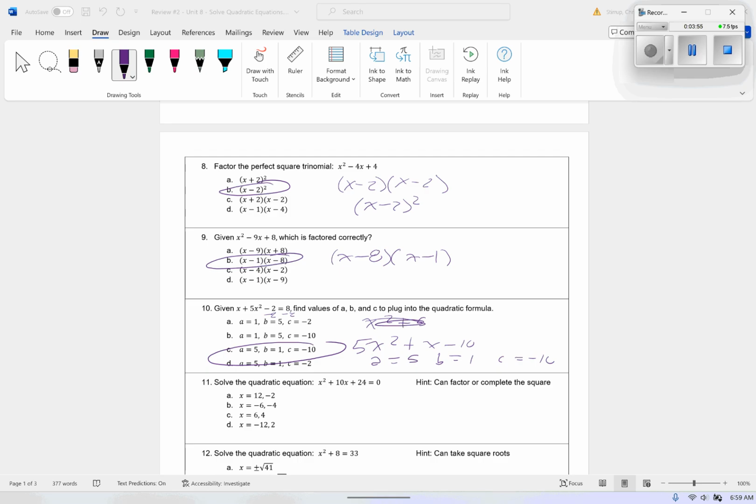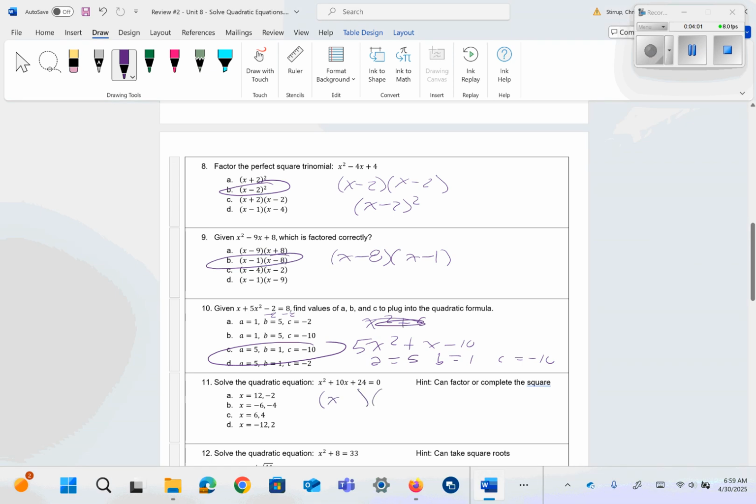Now we want to solve this. So we can factor or complete the square. Well, let's factor it. So I'm going to put x and x. What two numbers multiply together to give me 24, add together to give me 10? And that's going to be 4 and 6. And then set each of those equal to 0. So that's x equals negative 4, x equals negative 6.